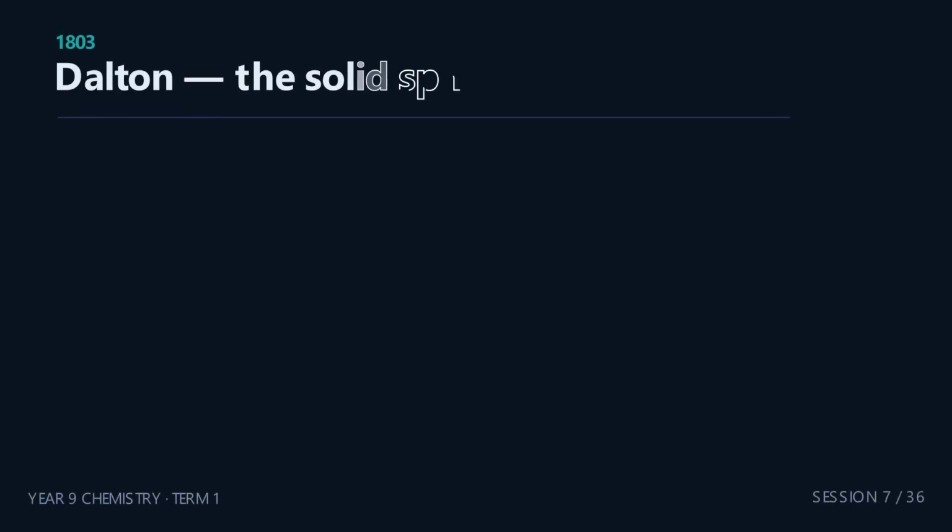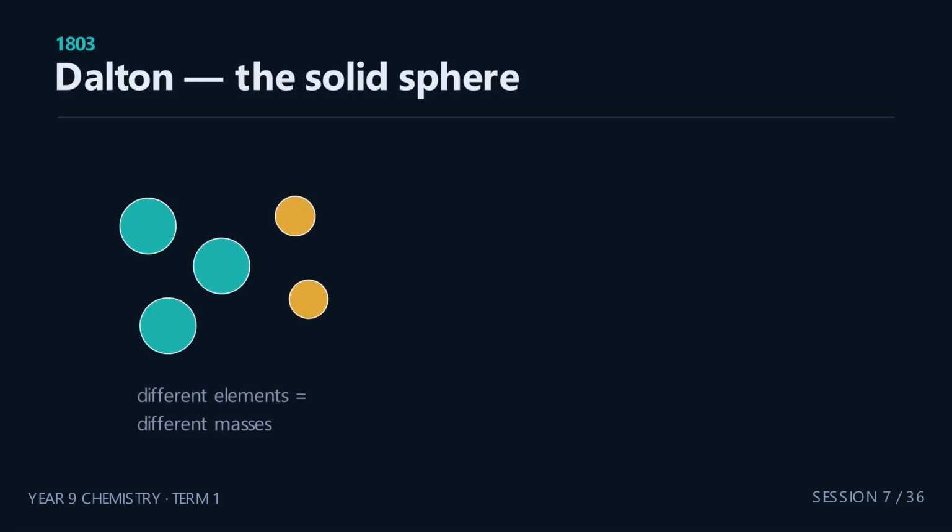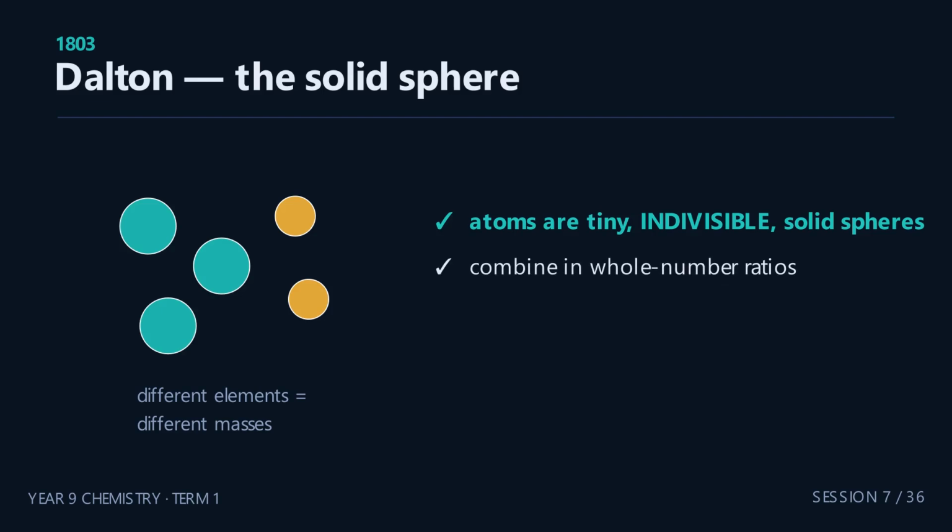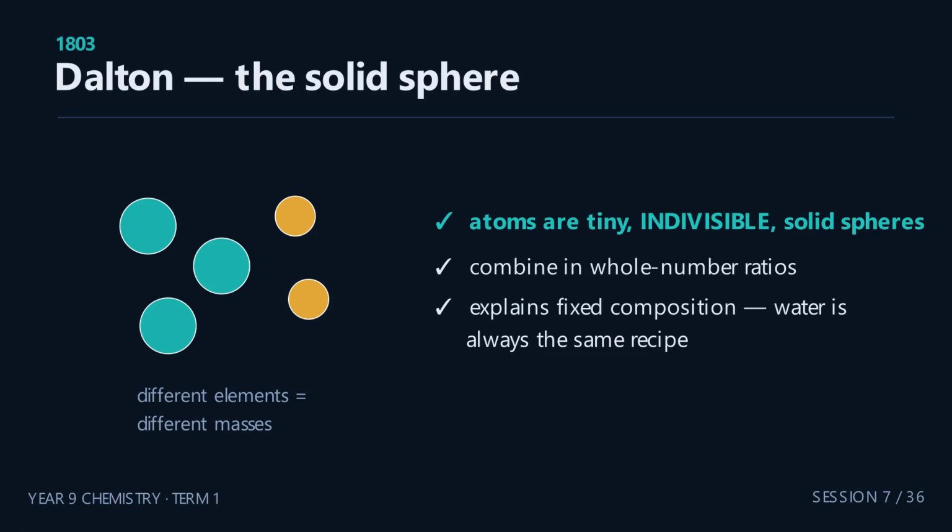In the early 1800s, John Dalton measured how substances react, and he argued that matter is made of atoms. In his model, each atom is a tiny, indivisible solid sphere. Atoms of different elements have different masses, and they combine in simple whole number ratios. The model explained real evidence. Compounds have fixed composition. Water, for example, always contains hydrogen and oxygen in the same proportion.